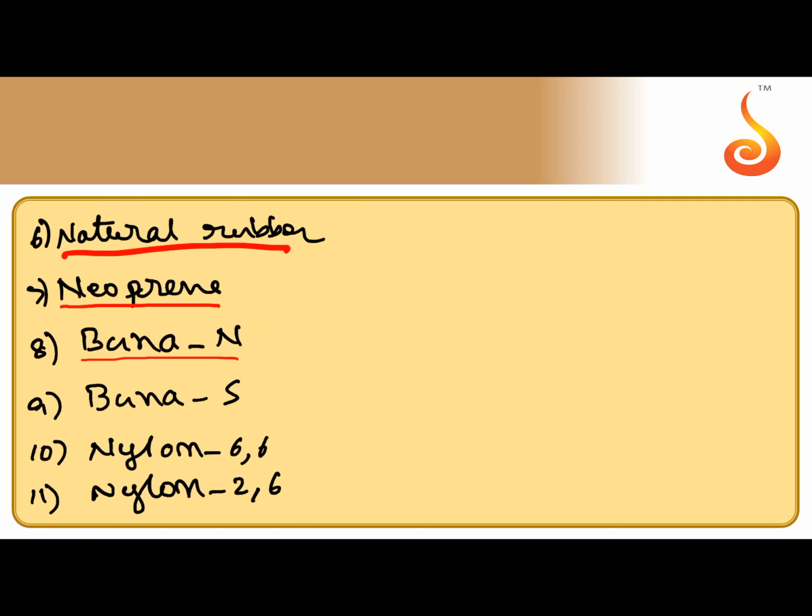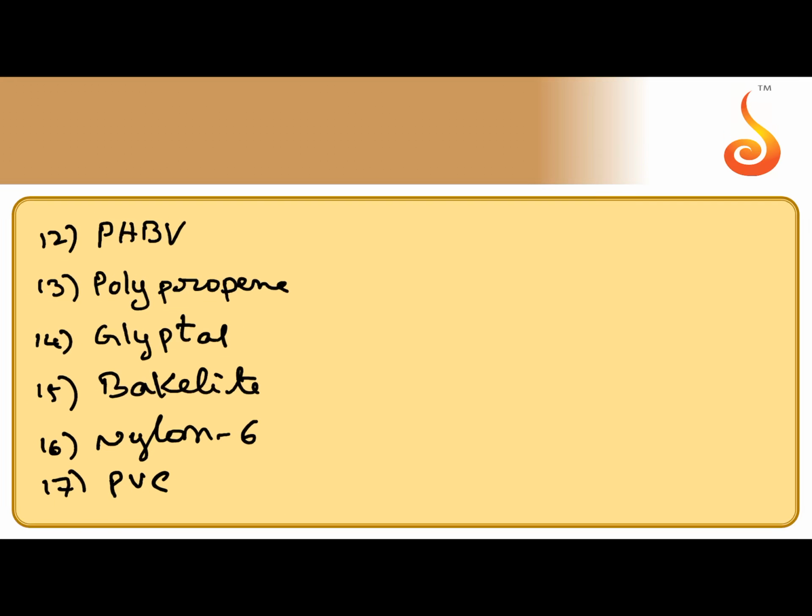Buna-N rubber, butadiene and nitrile are the monomers. This is copolymer and sodium is the catalyst. Styrene and 1,3-butadiene both are monomers and sodium is the catalyst. Like that, nylon 6,6, nylon 2,6, PHBV. This is biodegradable synthetic polymer.